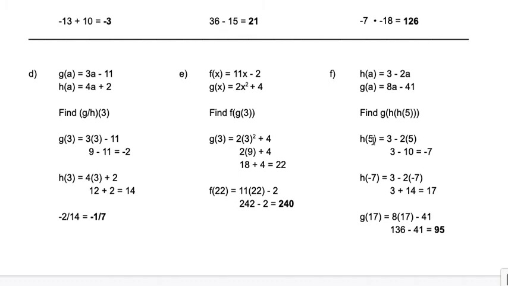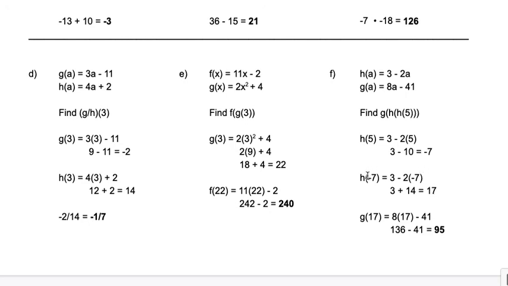Now, where we had the H of 5, you now put in negative 7. So you're going to have H of negative 7. So we're going to have 3 minus 2 times our negative 7. Well, 2 times negative 7 is negative 14, but we do have this subtraction here. So minus a negative is plus. So we get 3 plus 14 is 17.